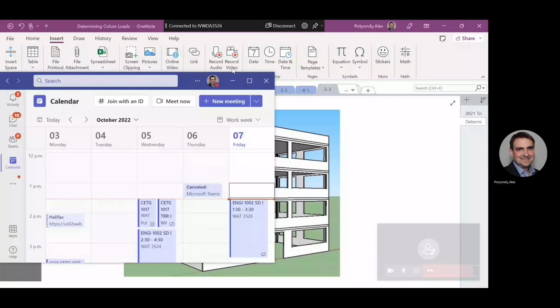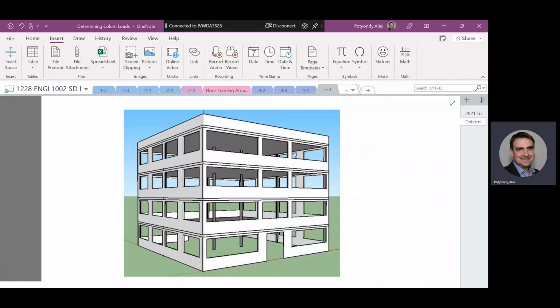I'm going to share my screen. Should have my screen now.